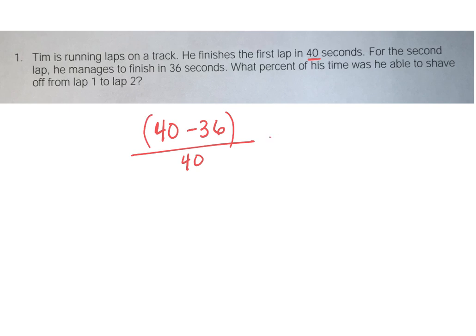All right? Now that's going to be 4 over 40. They were kind of nice. 4 over 40 is 1/10, which I just happen to know is 10% decrease. Okay?